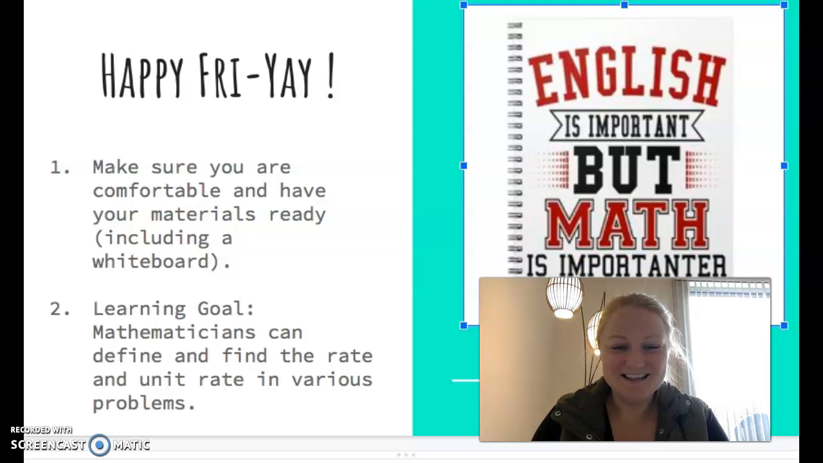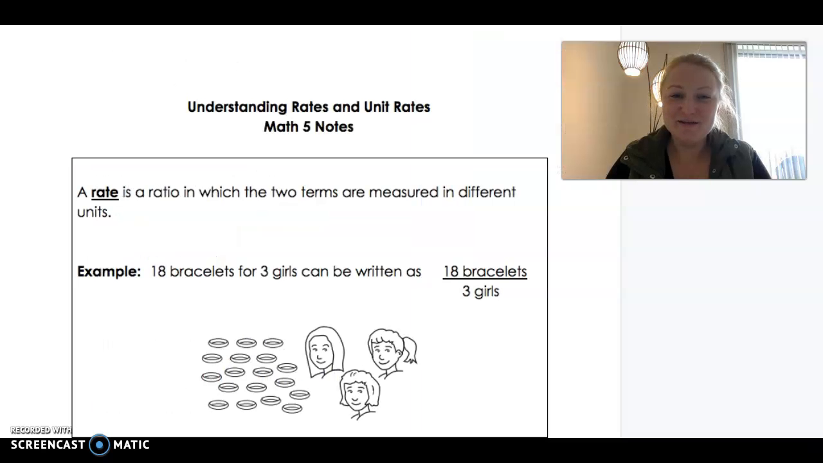All right, let's start talking about rates and unit rates. Okay, here we have some notes that will be in this video, so if you're needing to reference them, you can always come back and rewatch this video. The link's not going anywhere. If you look at the YouTube page where these videos are posted, they're all going to be housed there.